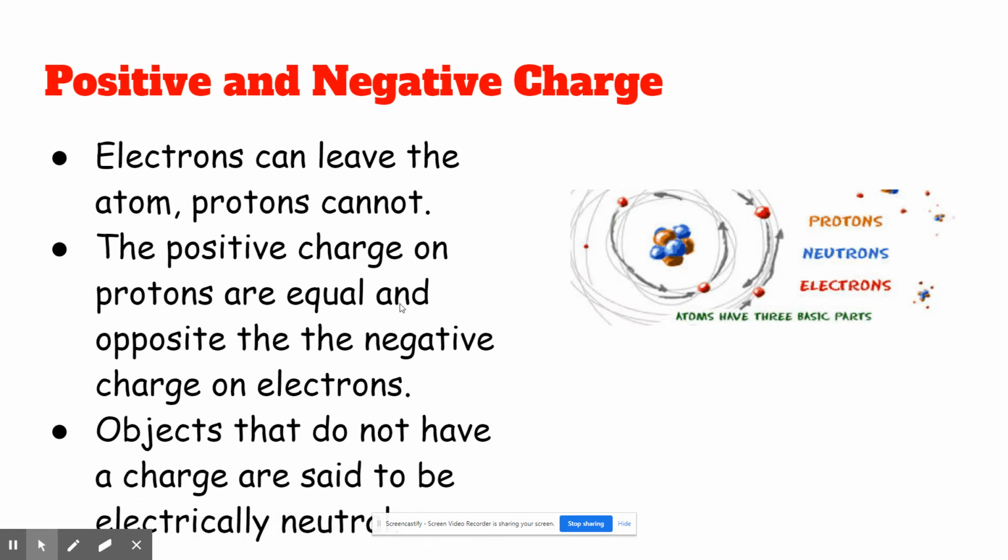Electrons can leave the atom, protons cannot. The positive charge on protons is equal and opposite to the negative charge on the electrons. Objects that do not have a charge are said to be electrically neutral. If we look at the periodic table, protons and electrons are equal, so all those elements are electrically neutral.